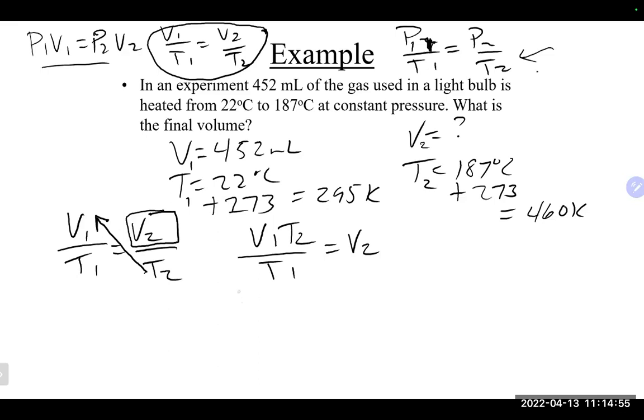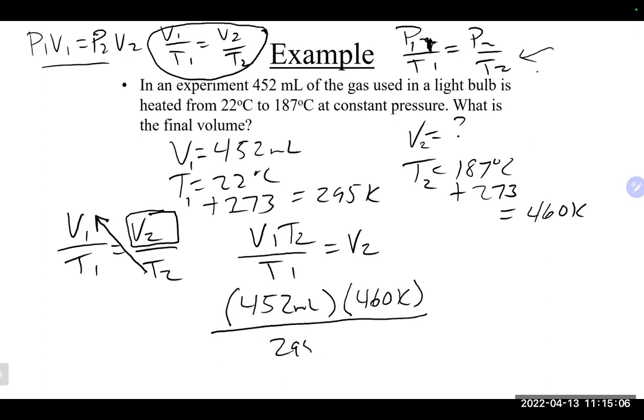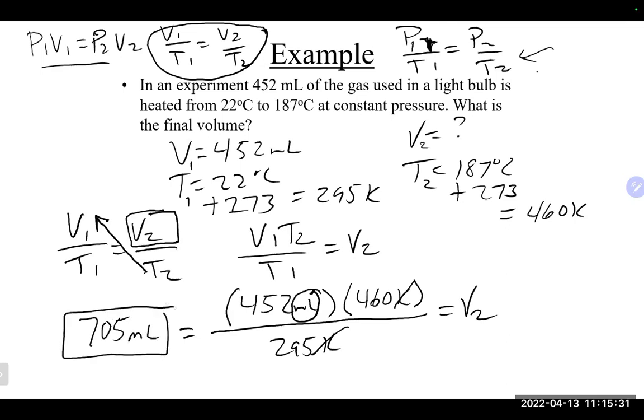So here we have our V1, which is 452, times our T2, which is the 460 Kelvin, divided by our T1, which is the 295 Kelvin, and that would equal our V2. Here, the Kelvin and the Kelvin will cancel, leaving units of milliliters, which is good since it's a volume. That is 460 times 452 divided by 295. We'll call it about 705 milliliters as our answer here. First off, any questions on the calculation part?